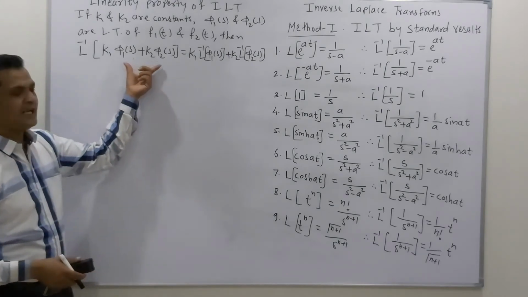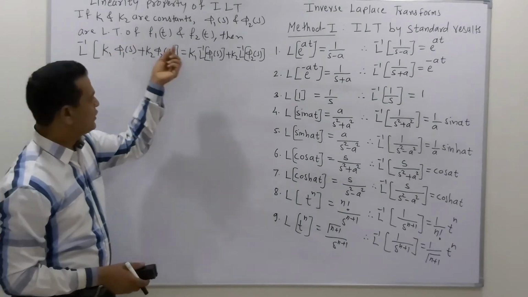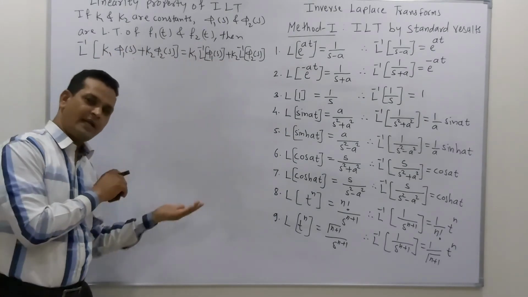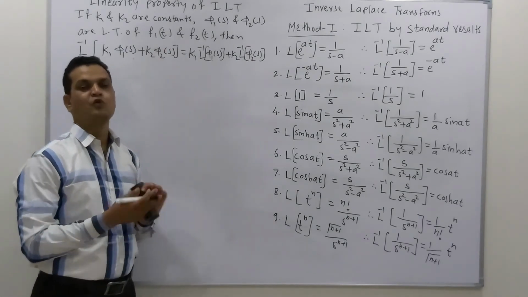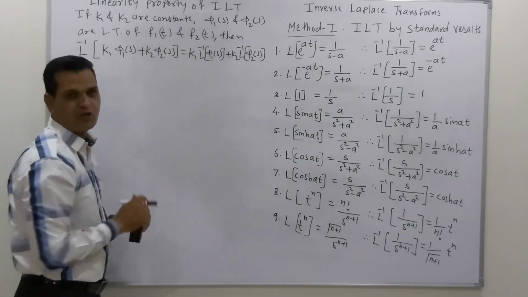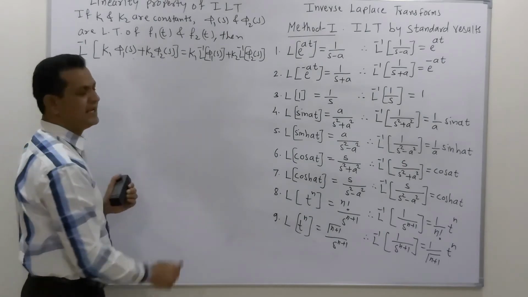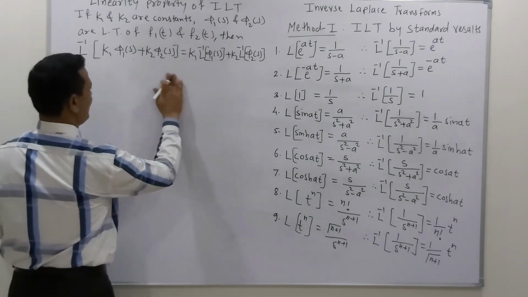This property says that the inverse Laplace transformation of a sum is equal to the sum of their inverse Laplace transformations. And while taking the inverse Laplace transformation, we may take the constant term outside. So this is a very important property for finding the inverse Laplace transformation. Now to understand this linearity property, let's discuss an example.